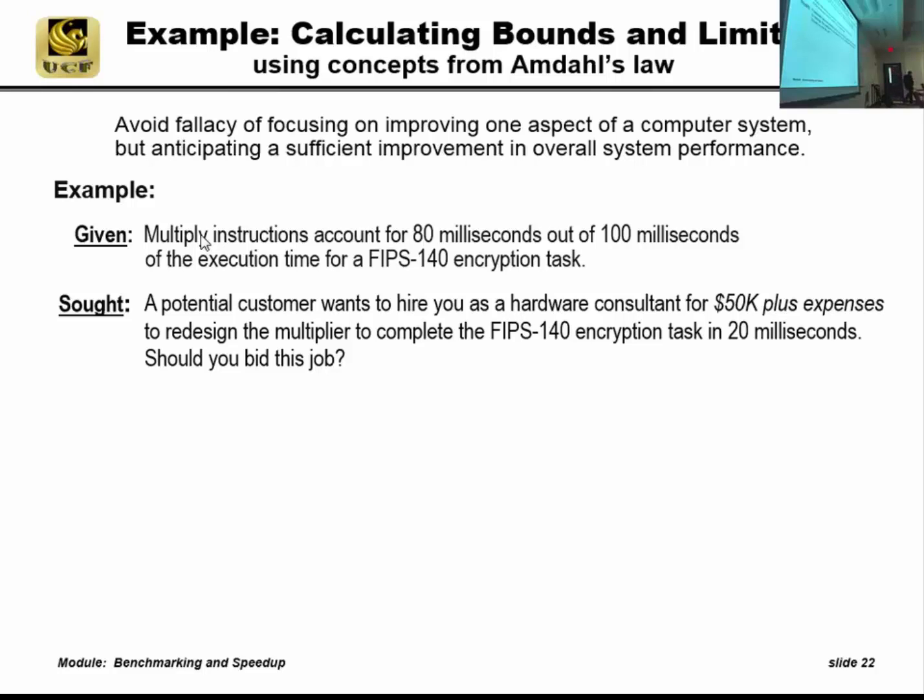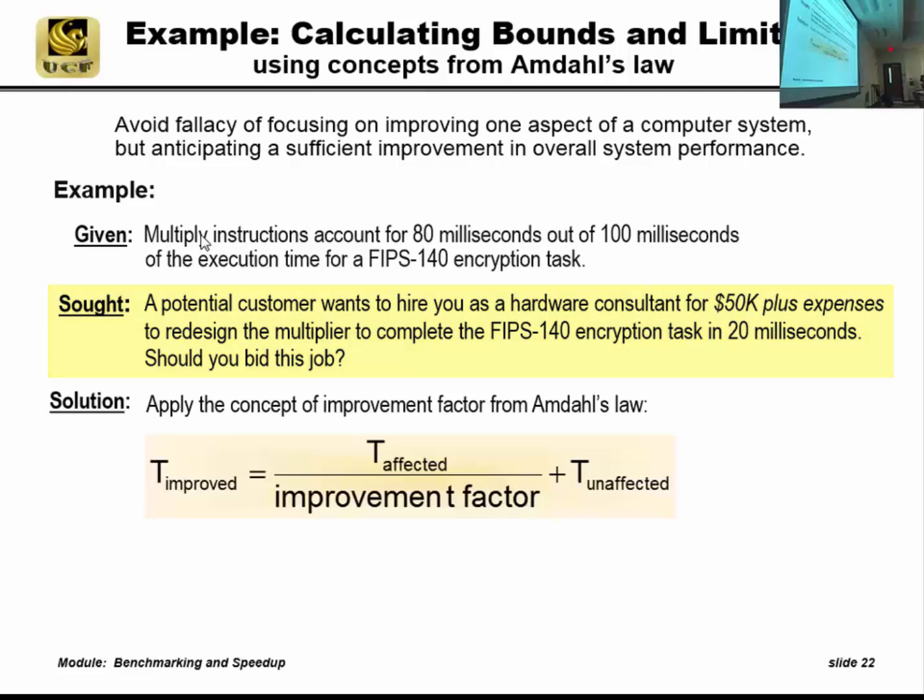So here's an example. Someone wants to hire you. They want somebody to improve their system, and they have this task. It's 80 milliseconds of 100 for an encryption task. This is a FIPS, a type of encryption. They're going to pay you $50,000 plus expenses if you can complete it in 20 milliseconds. Should you bid the job? Amdahl's law can help us figure it out.